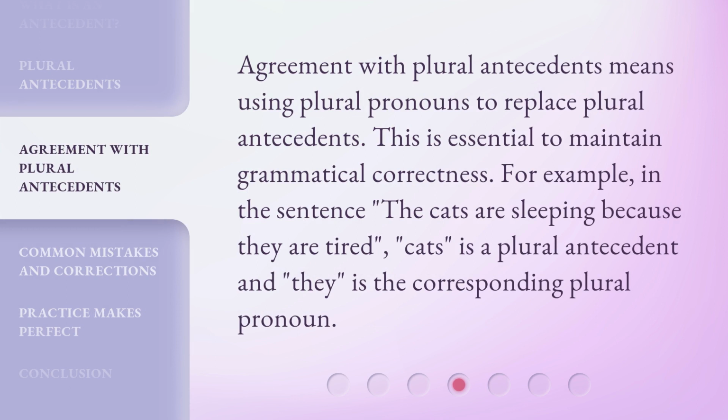Agreement with plural antecedents means using plural pronouns to replace plural antecedents. This is essential to maintain grammatical correctness. For example, in the sentence, "The cats are sleeping because they are tired," cats is a plural antecedent and they is the corresponding plural pronoun.